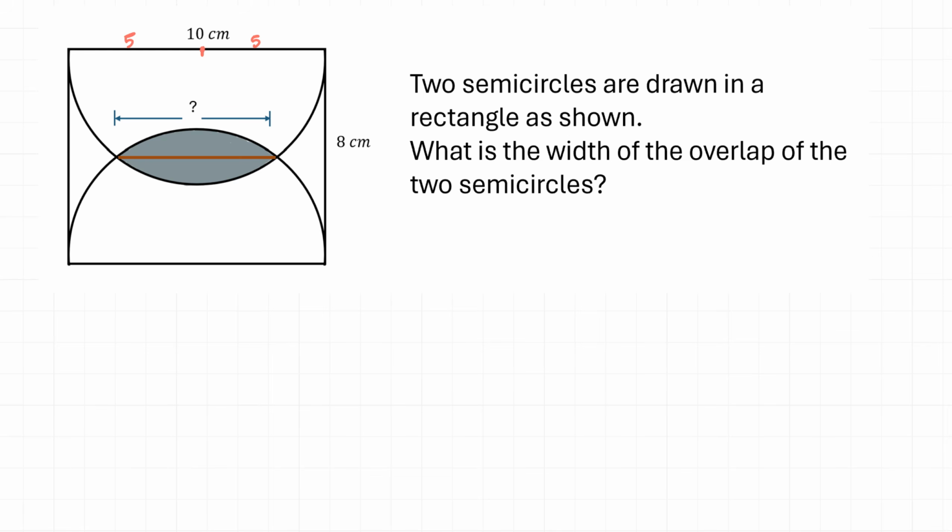So then I can draw some more lines, some more radiuses. Okay, so I can draw this and this. They're both radius, they're both 5. So I say this is 5 and this is also 5.